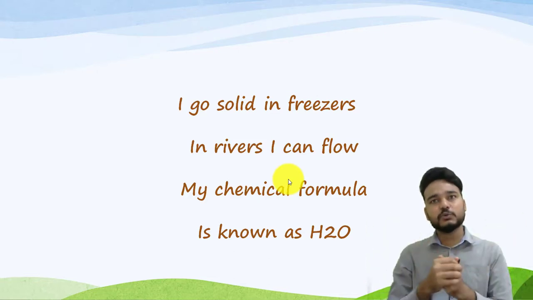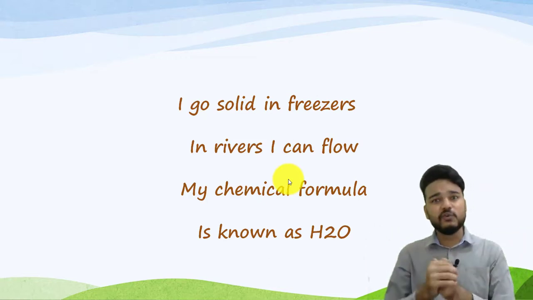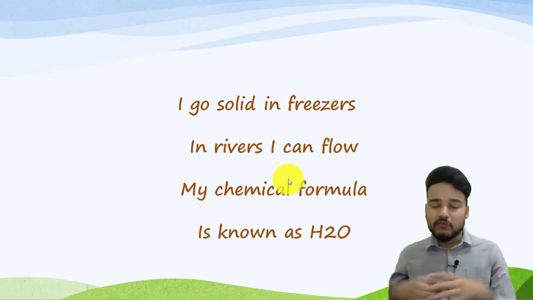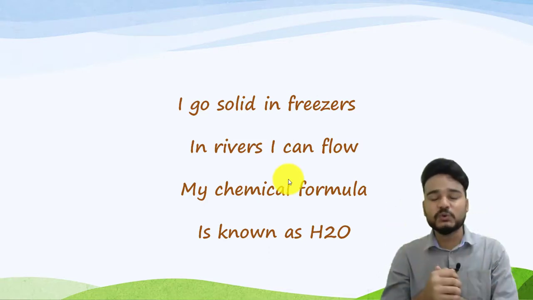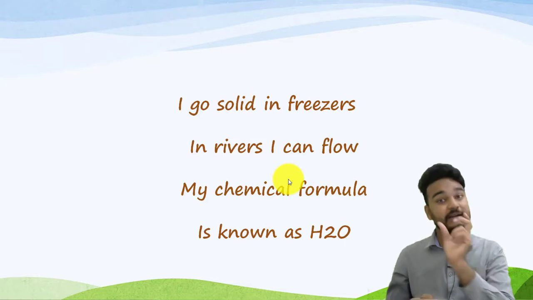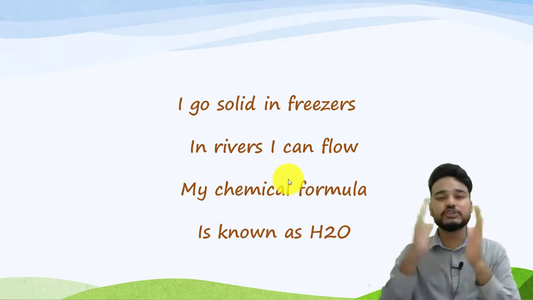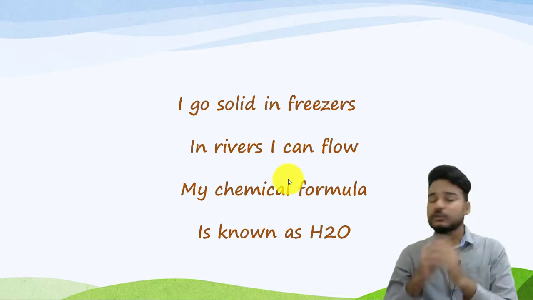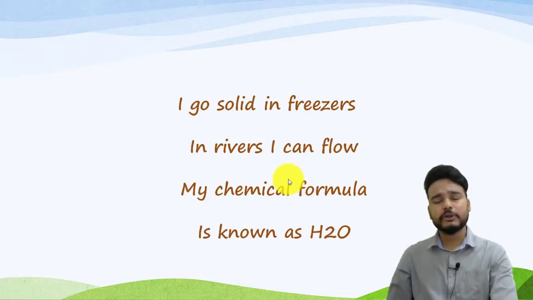जब मैं फ्रीजर में होता हूँ तब मैं सॉलिड बन जाता हूँ, हार्ड बन जाता हूँ. In rivers I can flow, जब मैं नदी में होता हूँ तो मैं बहने लग जाता हूँ. और मेरा केमिकल फॉर्मूला क्या है? My chemical formula is H2O, हाइड्रोजन डाइऑक्साइड. Di means two, कार्बन डाइऑक्साइड उस वक्त भी बताया था मैंने. Di means two, H2O हाइड्रोजन डाइऑक्साइड मतलब दो हाइड्रोजन, वन ऑक्सीजन.